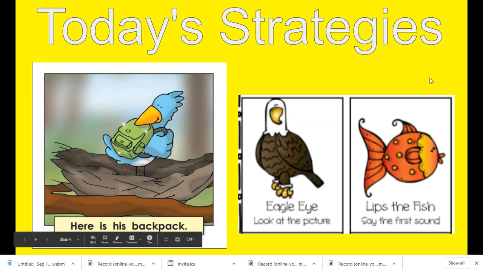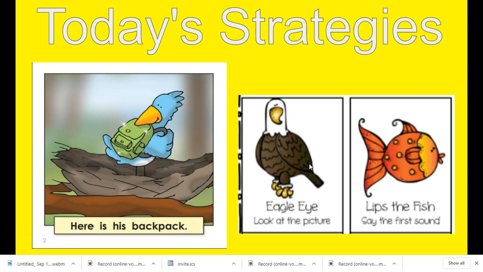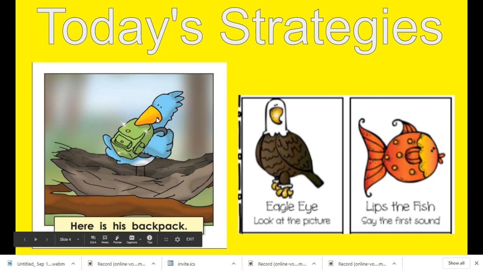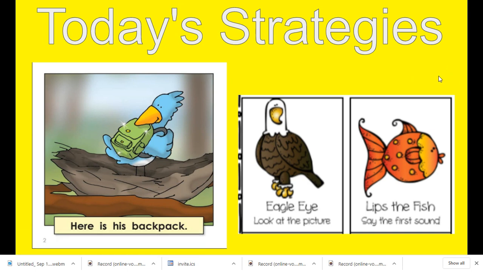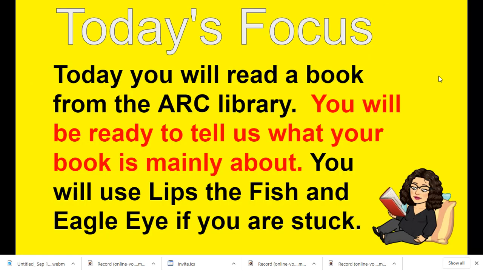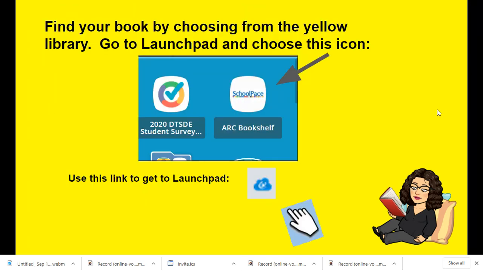Excellent. So when you get stuck on a word today, you're going to use Eagle Eye to look at the picture and Lips the Fish to say the first sound to figure out what it may be in the books that you choose from our library. Today you will read a book from the ARC library. Here's our focus. You'll be ready to tell us what your book is mainly about. You will use Lips the Fish and Eagle Eye if you are stuck.